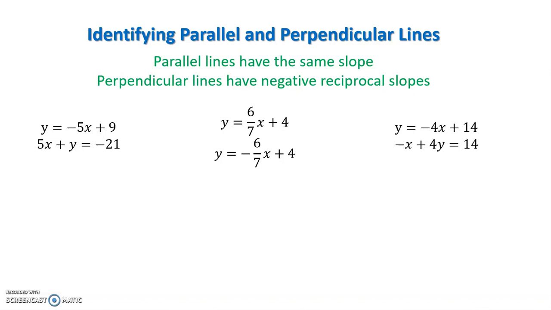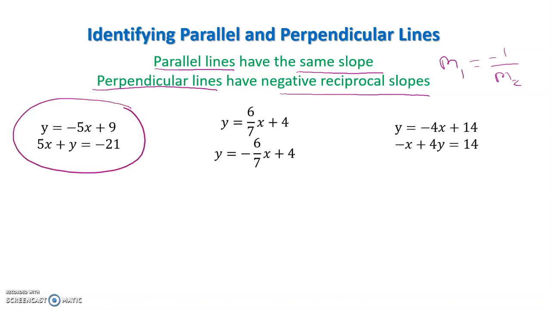So here we're asked to identify sets of parallel and perpendicular lines. So how do we determine whether a set of lines are parallel or perpendicular or neither? Well, parallel lines have the same slope, so their slopes are equal, whereas perpendicular lines have a negative reciprocal slope. What does that mean? It means that one of the slopes is going to be the negative reciprocal of the other. So let's have a look at these pairs of equations.